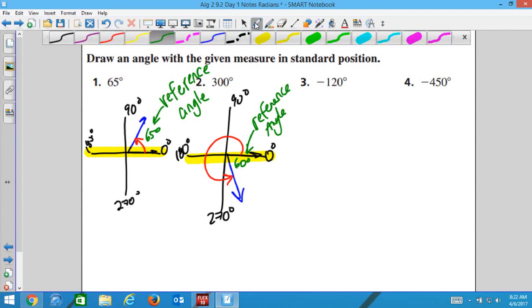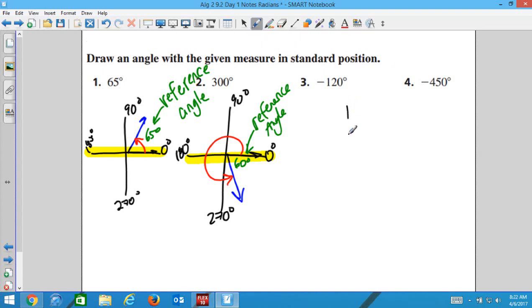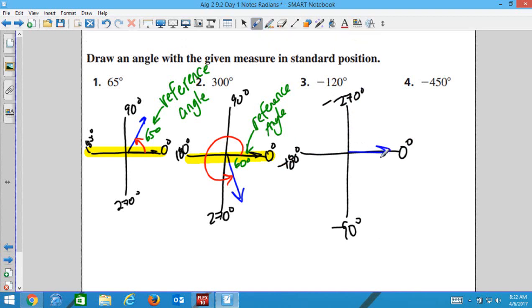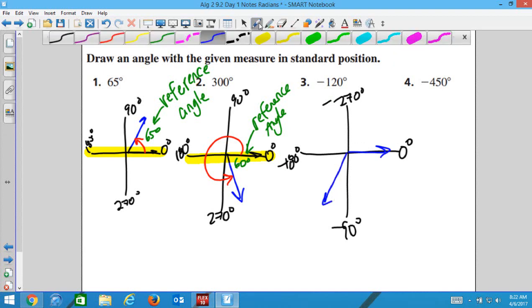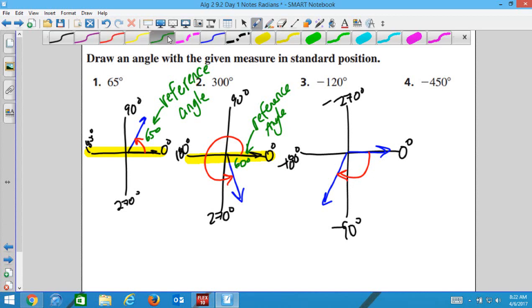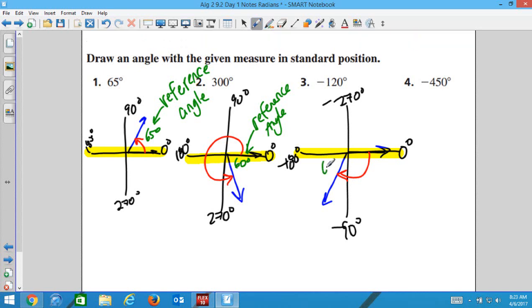For negative 120 degrees, I'll just do the rest of these. Negative 120 degrees. I'm going to go negative 90 here. We're going to start at the initial side, and we're going to go 120 degrees in the negative direction, clockwise. And then we look at our x-axis. And what is the reference angle to the x-axis? 60.